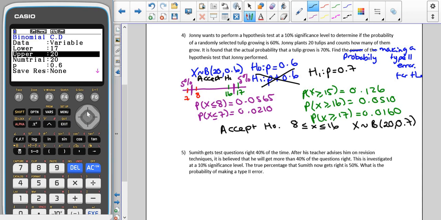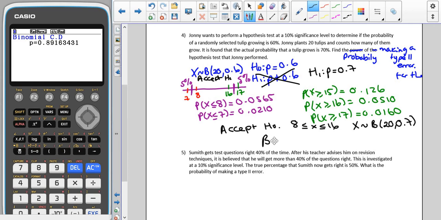So putting this into my calculator, the lower is 8, the upper is 16. We have 20 trials and the probability that we're using now is 0.7. And this gives me a beta of 0.892.